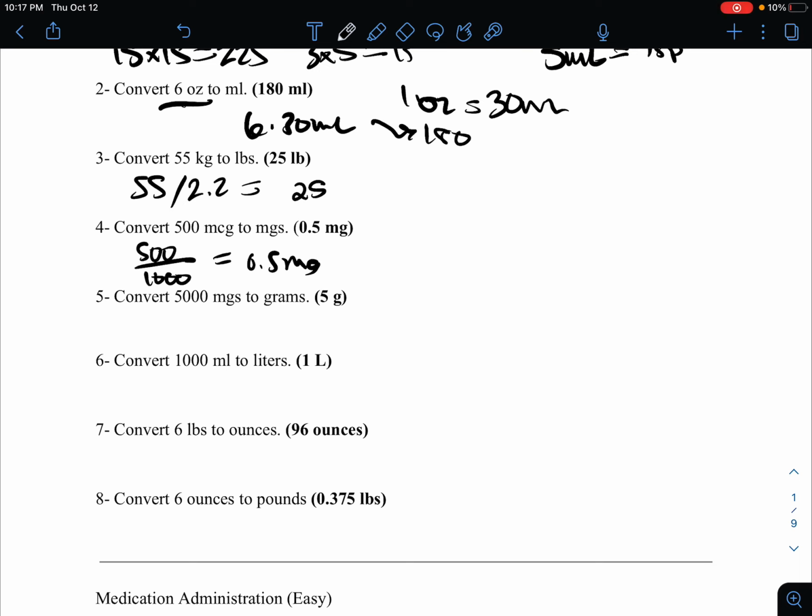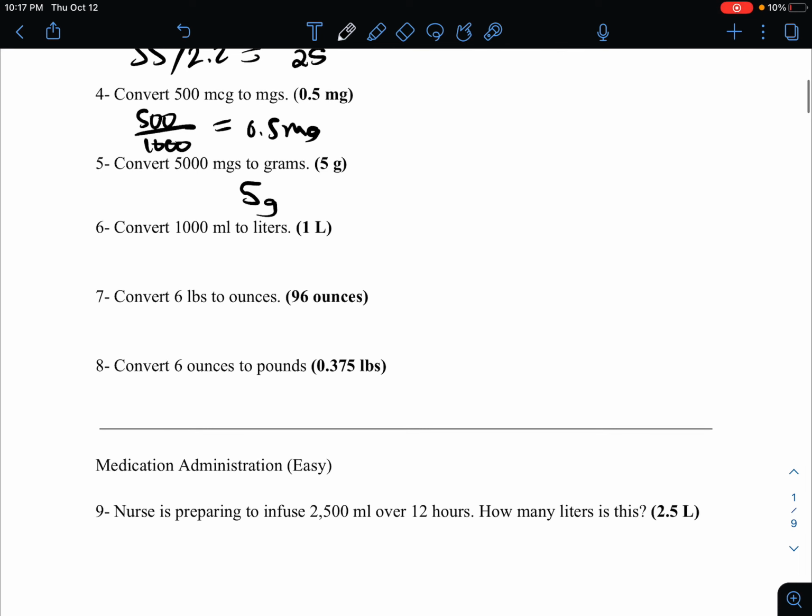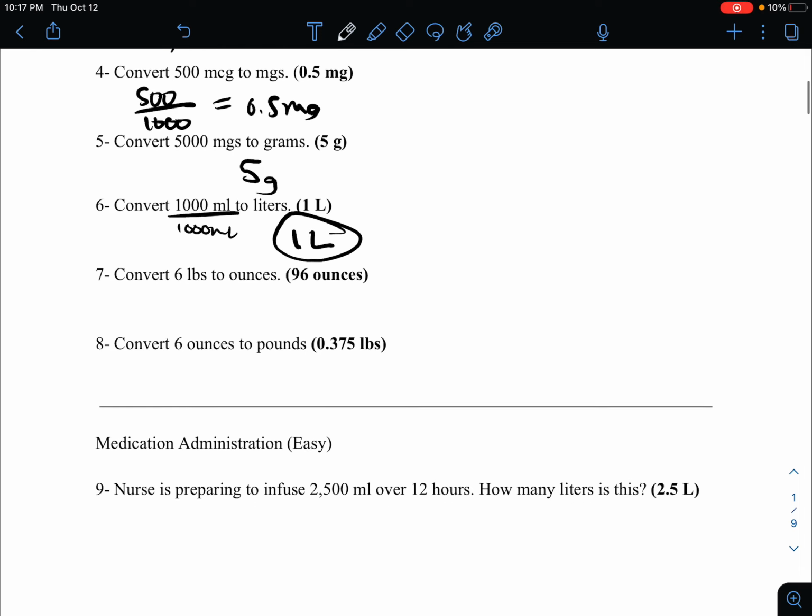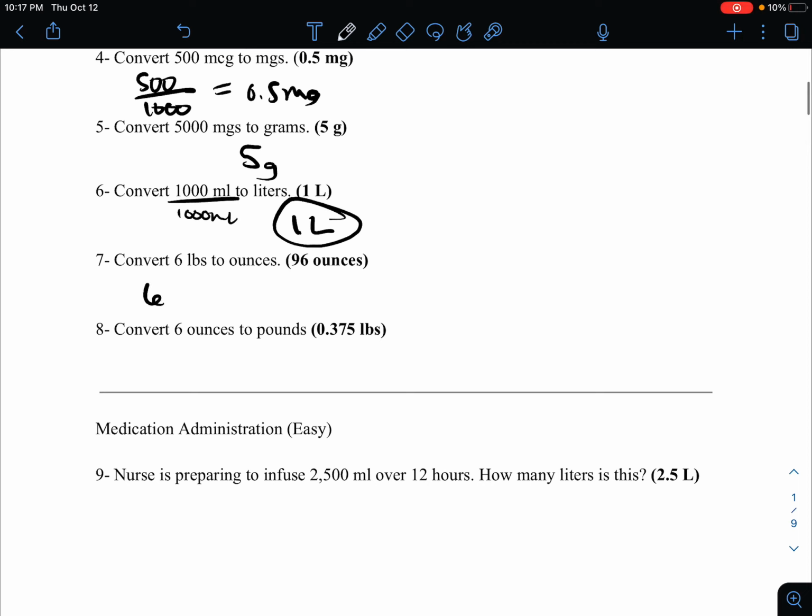5,000 milligrams to grams. So we know there's 1,000 milligrams in 1 gram. So that's 5 grams right here. I'm just going through these really quickly because these are pretty easy to do. Same with milliliters. There's 1,000 milliliters in a liter. So 1,000 equals 1 liter. Pounds to ounces, 6 times 16 ounces. So 1 lb equals 16 ounces. So we should know that means 96.